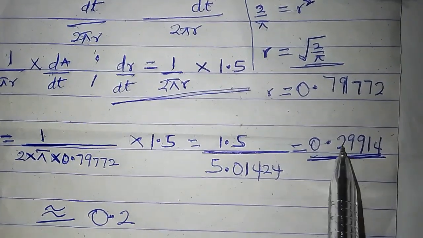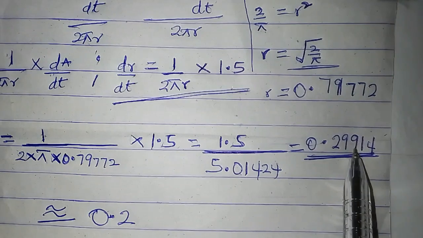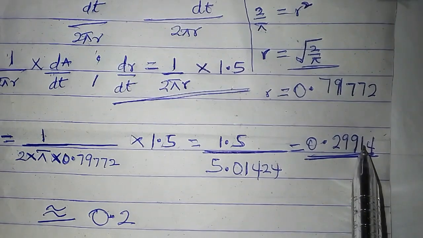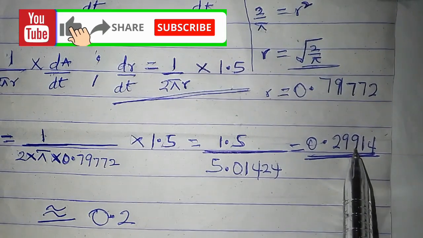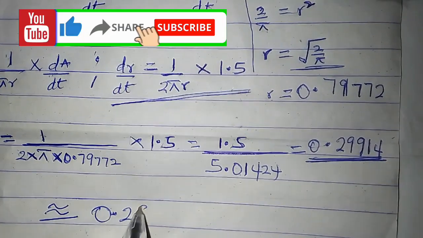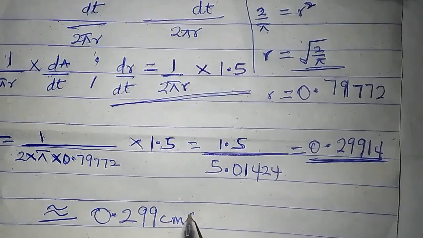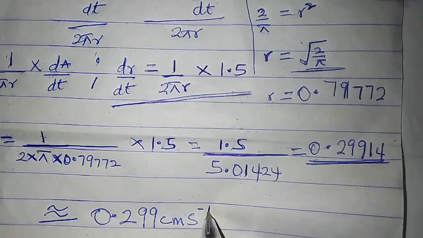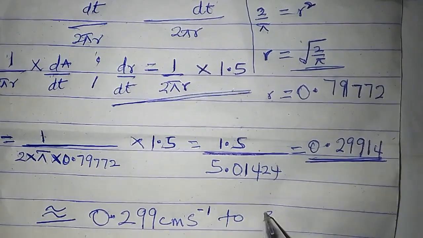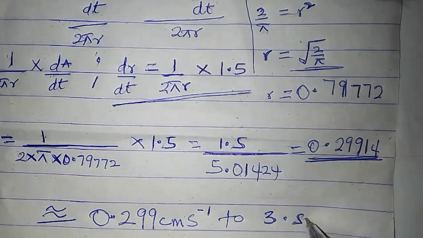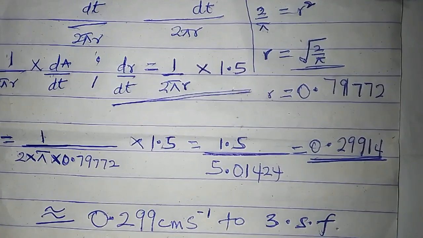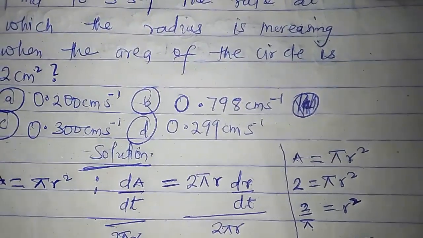0.2. I should stop at 1, 2, 3. I should stop here. But after 9, what do I have? 1. 1 is not up to 5, so I will round it down to 0. 0 plus 9 is 9. So the answer is 0.299 centimeter per second to three significant figures. This is the answer. And this I can see under option D.